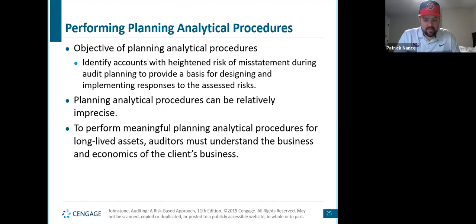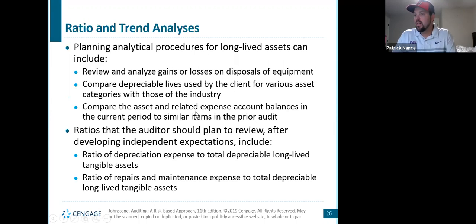Comparing the asset and related expense account balances to the current period for similar items for the prior period. Sorry to go back here, we're going to look at these accounts, which ones have heightened risk of misstatement. We're going to perform meaningful planning analytical procedures for long-lived assets, and we must understand the business and the economics of the client business, which is what I was talking about a second ago. I kind of skipped ahead of myself, I'm sorry, but this double bottom part I haven't talked about yet.